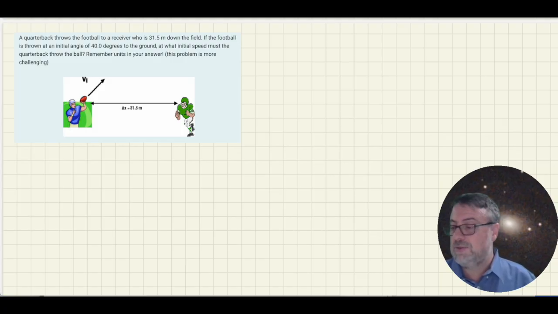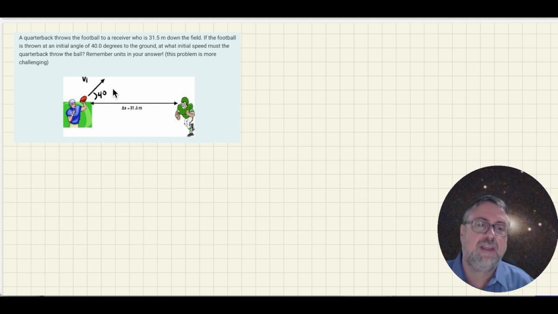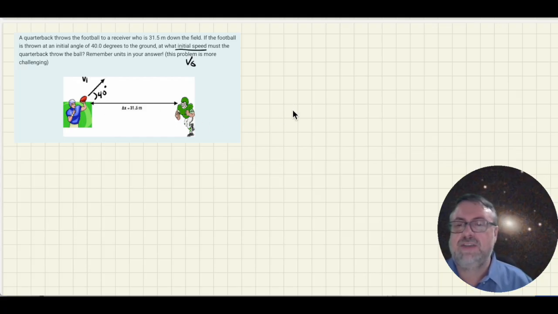So remember, one of the most important things you need to do is to sketch a problem. So let's sketch the motion of the problem. Reading the problem: a quarterback throws the football to a receiver who is 31.5 meters down the field. If the football is thrown at an initial angle of 40 degrees, at what initial speed, that is, what is V naught, must the quarterback throw the ball? And again, there's not a lot of information given in the problem, but there is more than you would think.